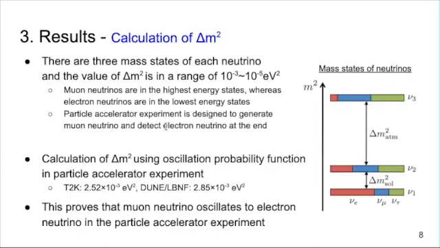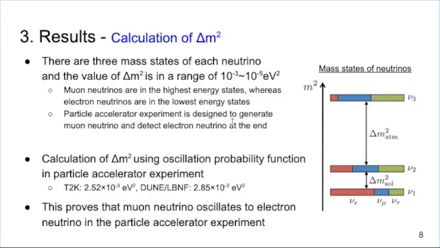Second, as shown in the figure on the right, neutrinos have three mass states, in which the neutrinos are distributed. In general, it is known that muon neutrinos have a high probability of being in the highest mass state, whereas electron neutrinos have a high probability of being in the lowest mass state. Since the particle accelerator experiment is designed to generate muon neutrinos and detect electron neutrinos, approximately 10 to the power of negative 3 electron volts squared of delta M squared should be calculated.